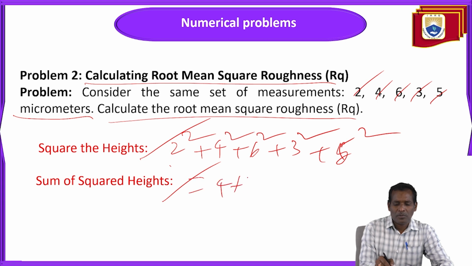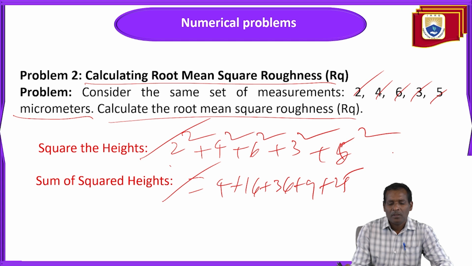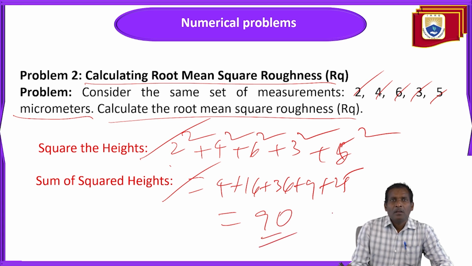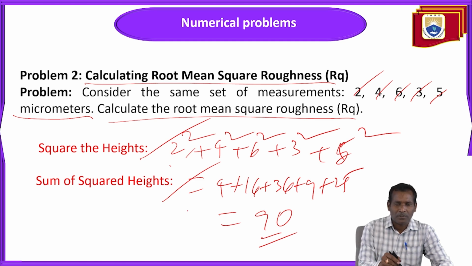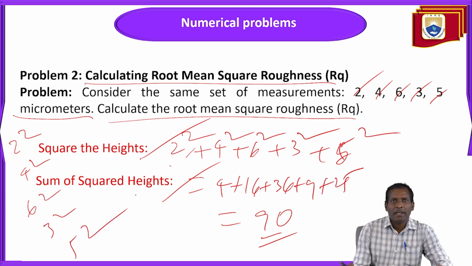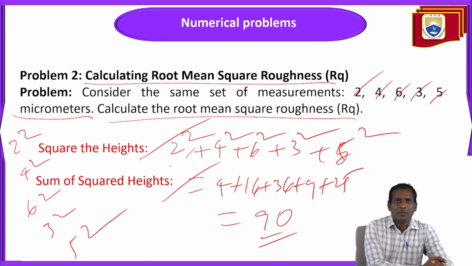Calculate 4 plus 16 plus 36 plus 9 plus 25. So 20, 56, 65 plus 25, that is total 90. That is the sum of squared heights. First you need to square each height, 2 squared, 4 squared, 6 squared, 3 squared, 5 squared separately, and then add them.